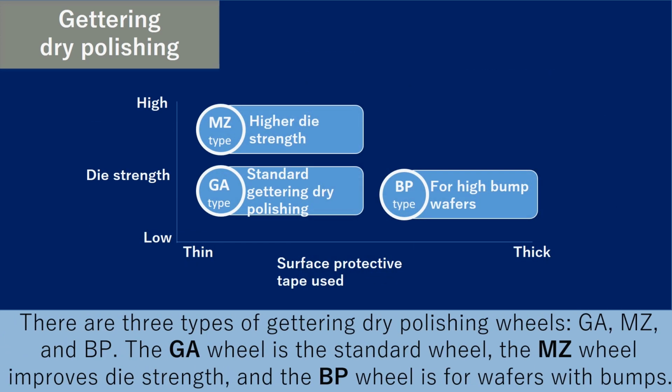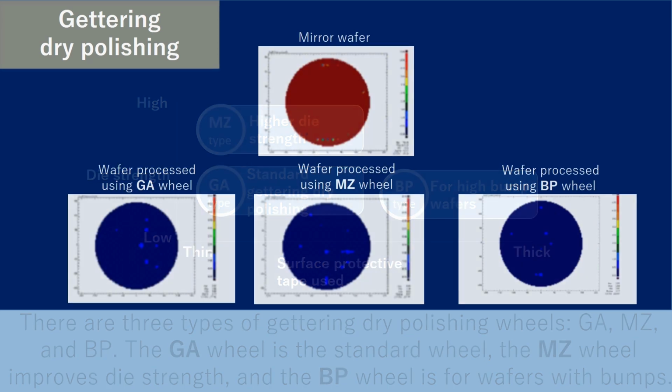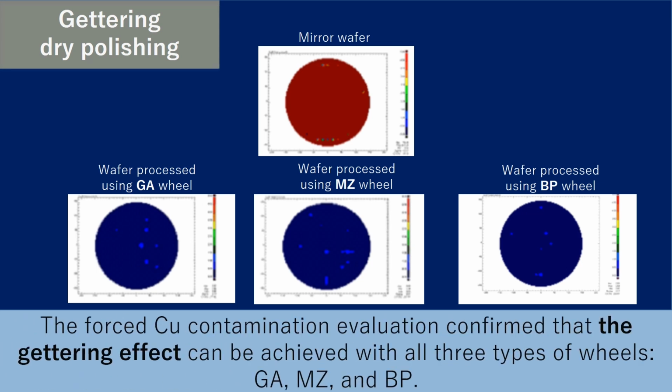There are three types of Gettering dry polishing wheels: GA, MZ, and BP. The GA wheel is the standard wheel, the MZ wheel improves die strength, and the BP wheel is for wafers with bumps. The forced copper contamination evaluation confirmed that the Gettering effect can be achieved with all three types of wheels, GA, MZ, and BP.